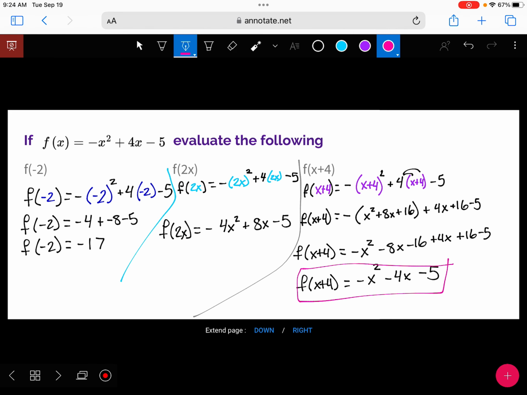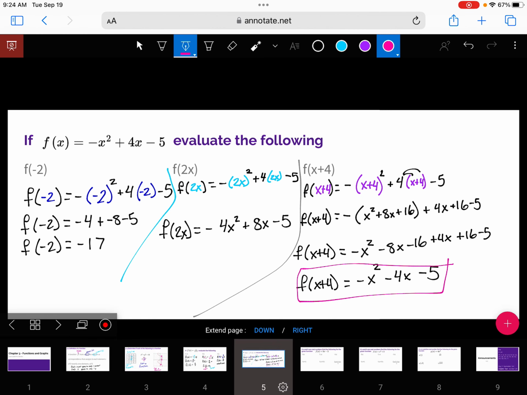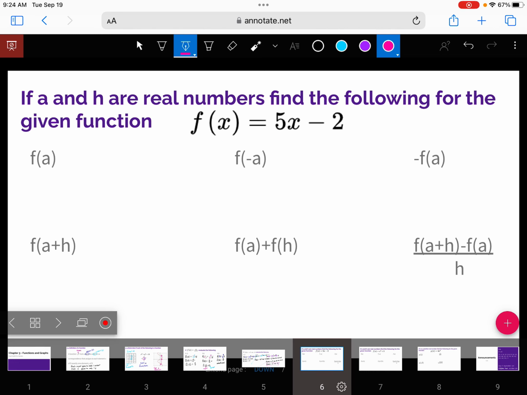Okay? It's very similar, but this is what we're doing for the rest of the day. Okay? We're going to keep going with this. We're getting a new function and now we're going to have new things. F of x is 5x minus 2. And now we don't have any numbers. Don't panic. Take a step at a time.